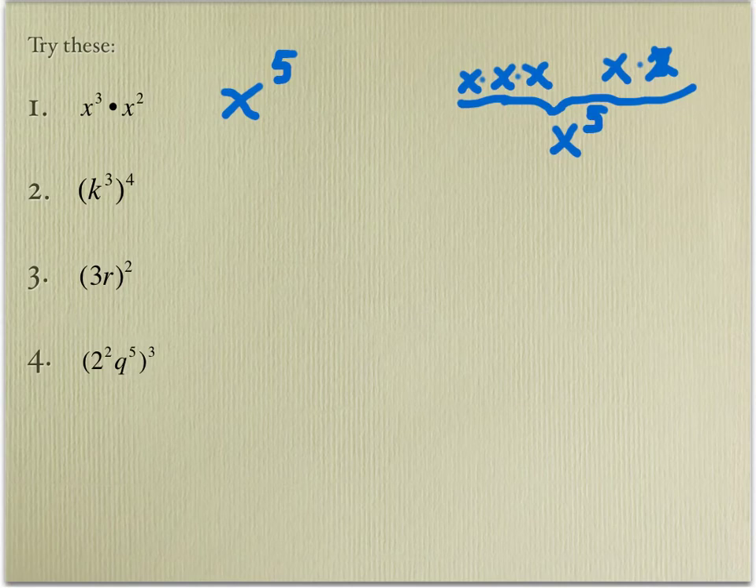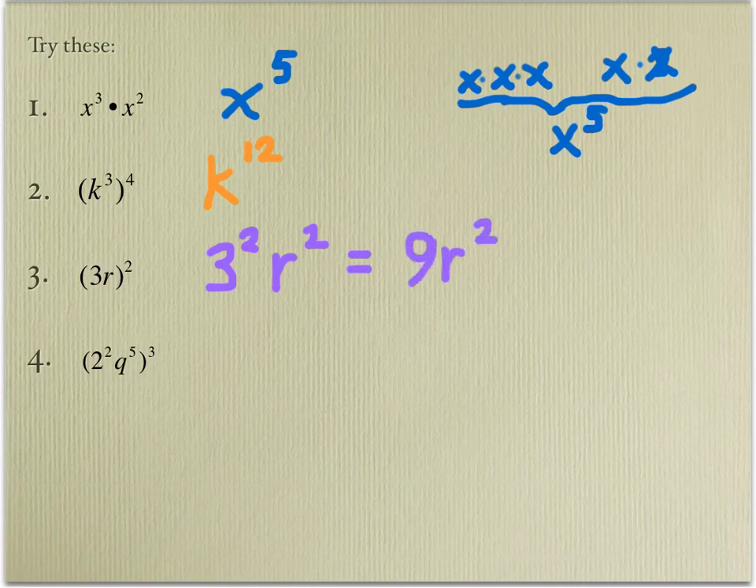All right, next one, k to the 3rd, all that raised to the 4th power. So here all I have to do is multiply 3 times 4. So my final answer here is going to be k to the 12th. All right, next one, 3r to the 2nd. Now here, whatever's in the parentheses, I have to take to the 2nd power. So 3 to the 2nd power and r to the 2nd power. I then simplify it when I can, so 3 squared is 9, and then r to the 2nd power.